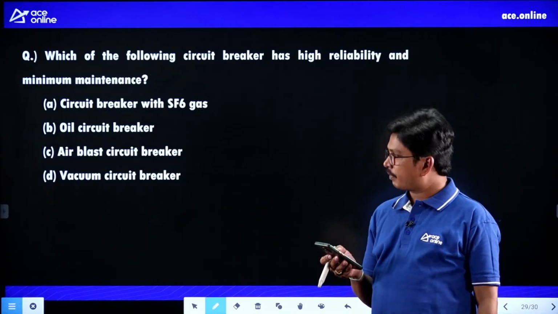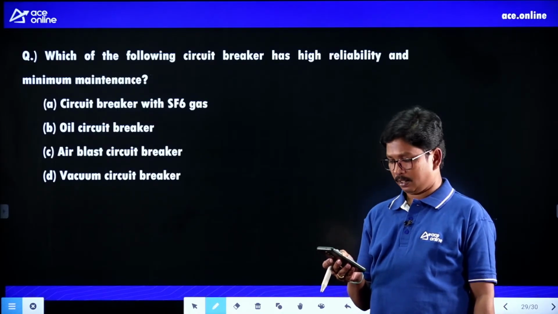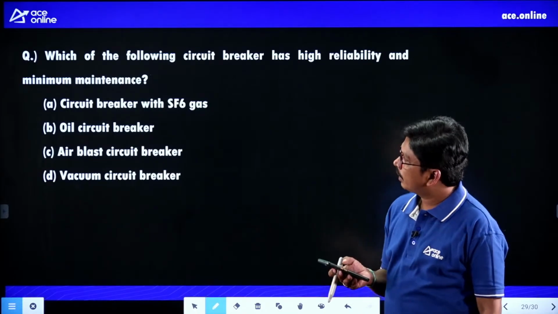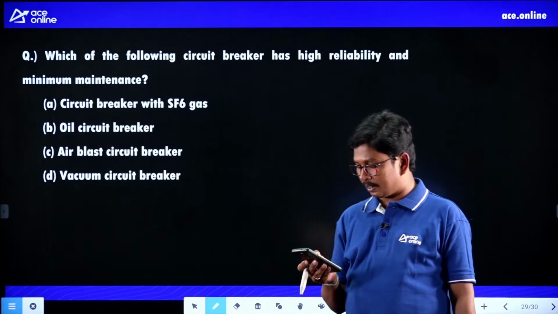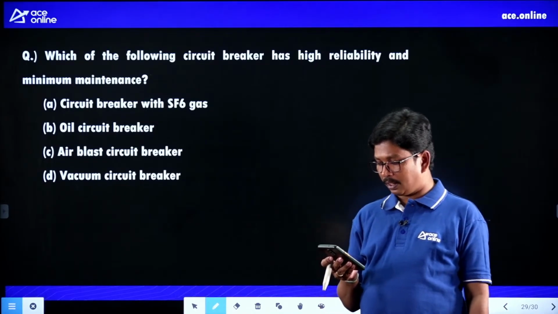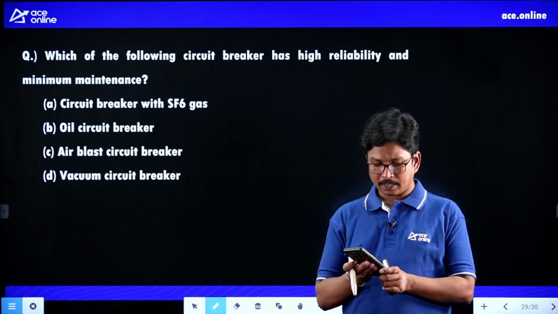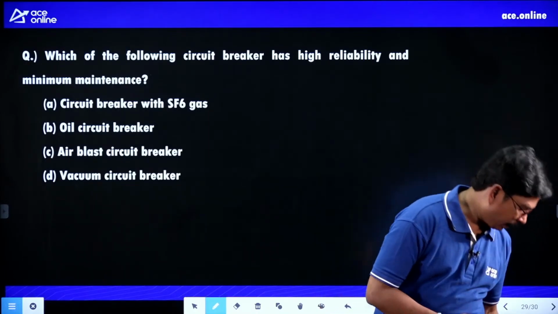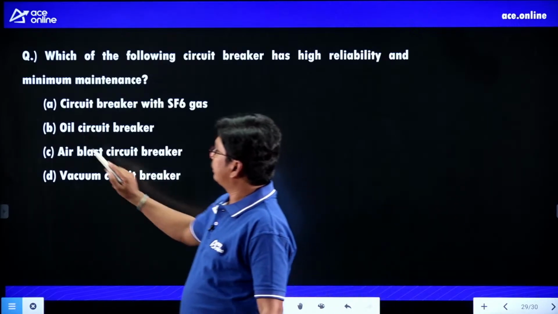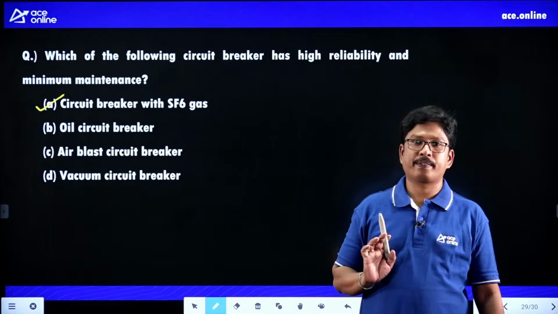Which of the following circuit breakers is having the highest reliability and minimum maintenance? Option A, it is the circuit breaker with SF6 gas. Very good, it is SF6. So Bhushan, it's not vacuum, it is SF6. SF6 is perfect, right? So it is having the highest reliability, and it needs minimum maintenance compared to that of vacuum also.